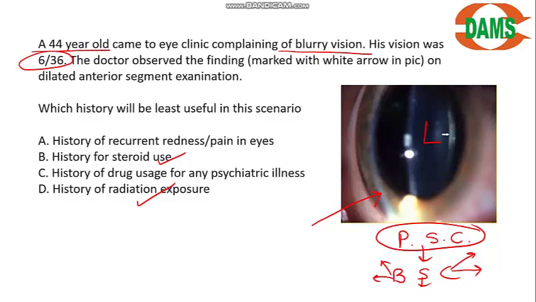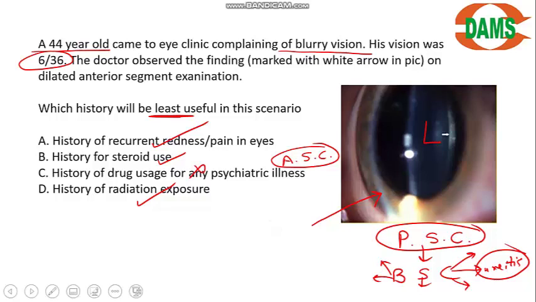Complicated cataracts, for example uveitis, where the patient has frequent redness and pain in the eyes, recurrent. And cupuliform cataract, that is one type of senile cataract. History of psychiatric illness: chlorpromazine causes anterior subcapsular cataract, and that was the answer to today's question. So that is why you made a mistake. Maybe you made a mistake in reading "least useful", or you thought chlorpromazine causes posterior subcapsular. That is wrong. It causes anterior subcapsular cataract.